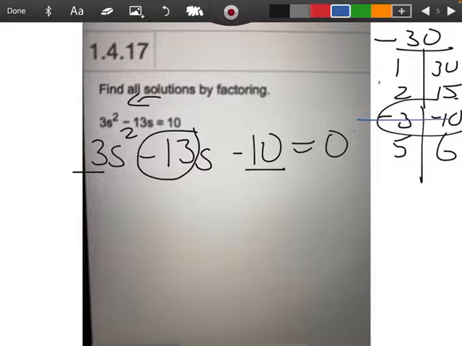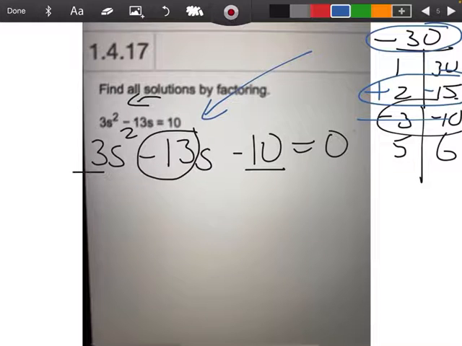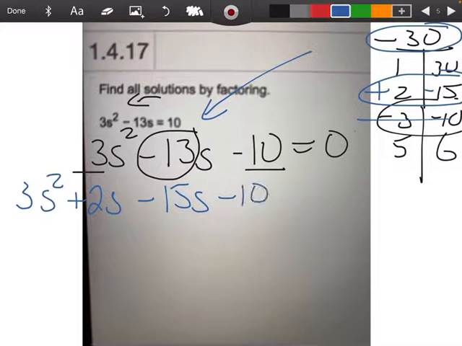What I'm going to do is make this a positive 2 and a negative 15. When I multiply them together, that gives me a negative 30, and if I add them together, positive 2 minus 15, that gives me my negative 13. Now I'm going to rewrite the problem like this: 3s squared plus 2s minus 15s minus 10 equals 0.